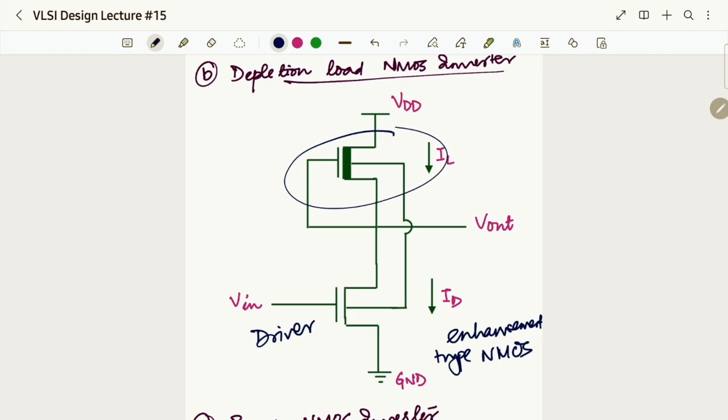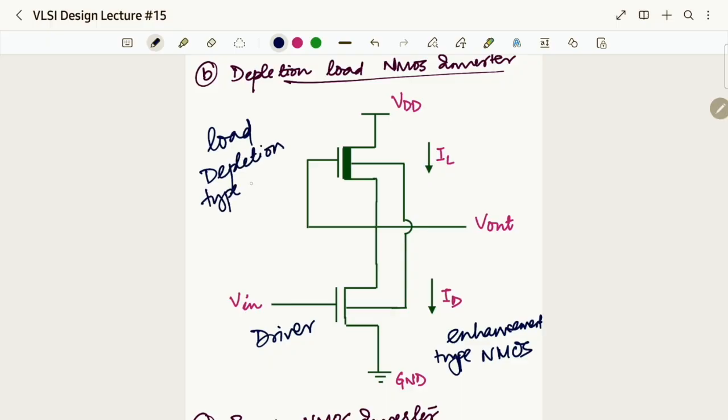What about the top one? The load is actually, instead of a resistor, we have taken a depletion type NMOS. So both the load and the driver are NMOSes. Okay, but the type of NMOS is different. So at the load we have got a depletion type NMOS, and it is depicted by this symbol wherein we are shading it over here. And the bottom one is our enhancement type NMOS that we have covered so far.